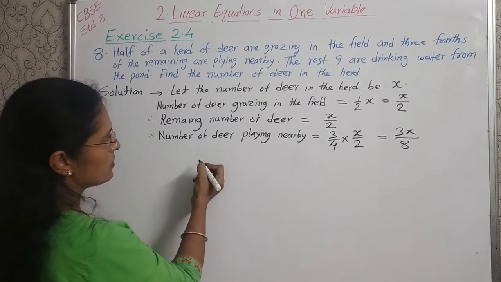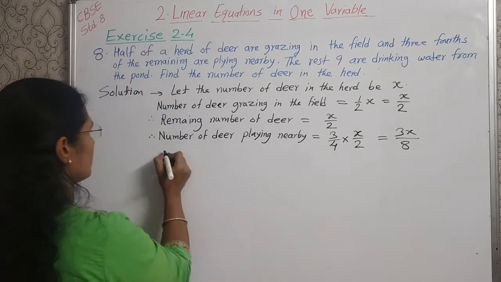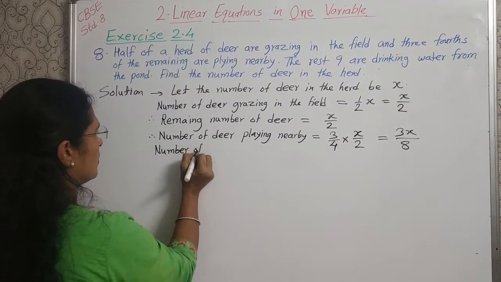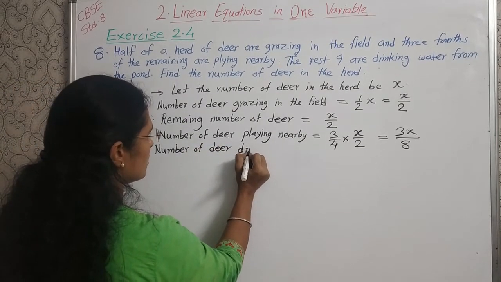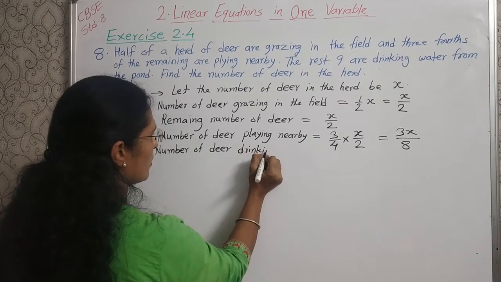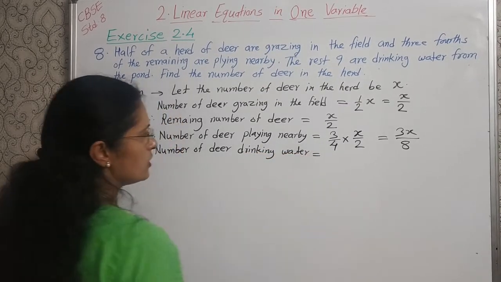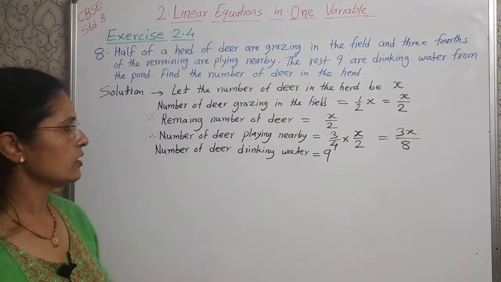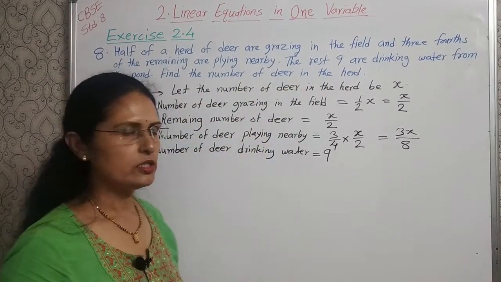So again we'll write how many deer are drinking water. So number of deer drinking water is equal to 9. So 9 deer are drinking water. Now the question is, find the number of deer in the herd.